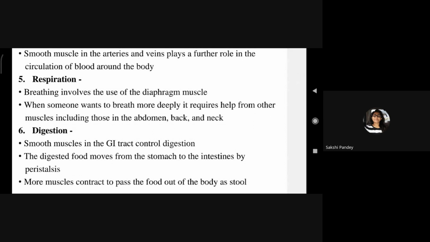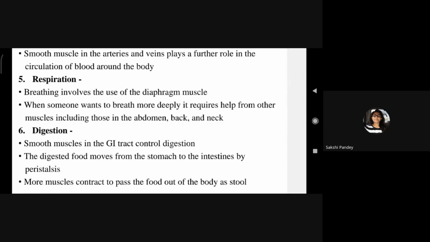Next is digestion. Smooth muscles in the GI tract control digestion. GI tract means gastrointestinal tract. The gastrointestinal tract starts from our mouth and goes to the anus. So the whole tract is known as the gastrointestinal tract, from mouth to anus. From the mouth, it is the esophagus, then stomach, then small intestine, large intestine, and ending in the anus.